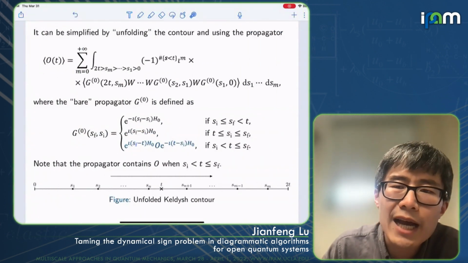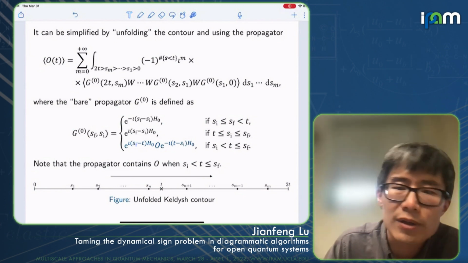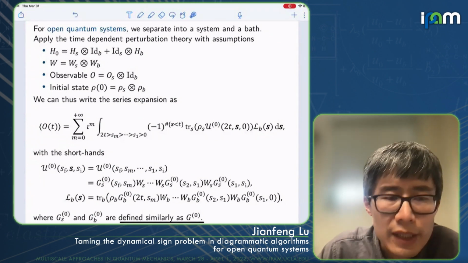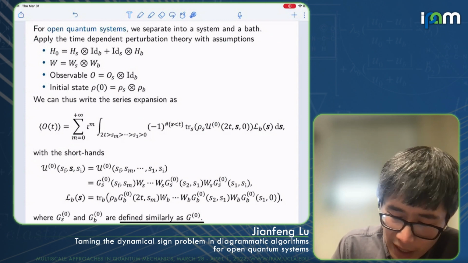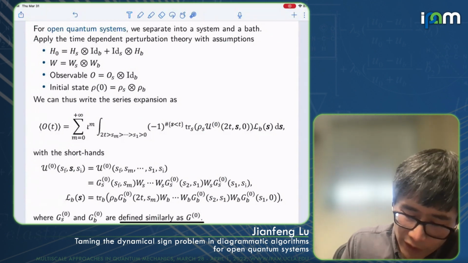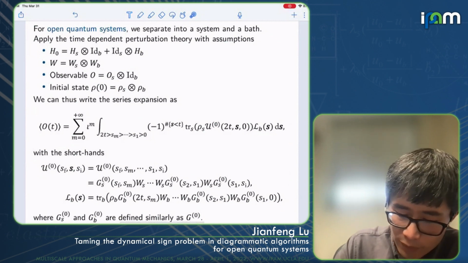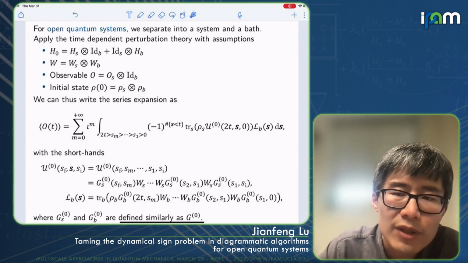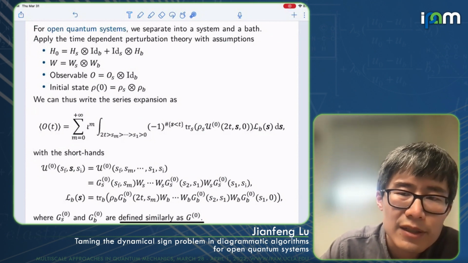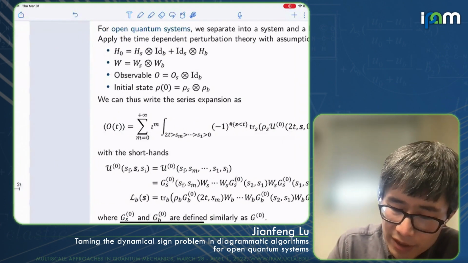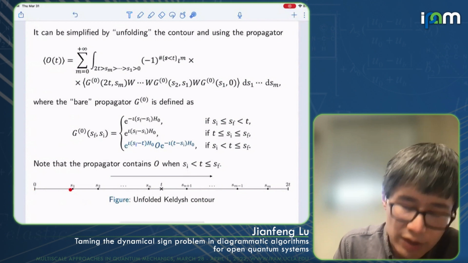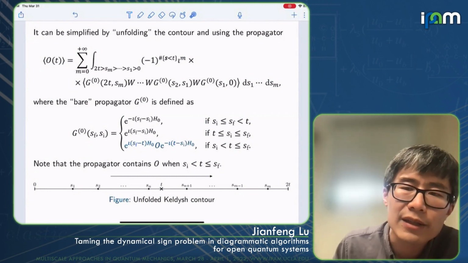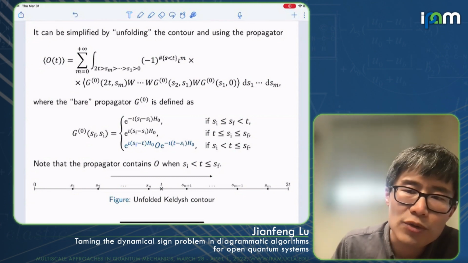I hope so. If we apply this time-dependent perturbation theory to the open quantum system, we treat the interaction as the perturbation. I just apply the same thing, and you can write down the same expansion and end up with these formulas. You don't need to worry too much about these formulas, but the idea is exactly the same. You have these propagators without interaction between the bath and the system, and then you apply the interactions perturbatively at these time points.